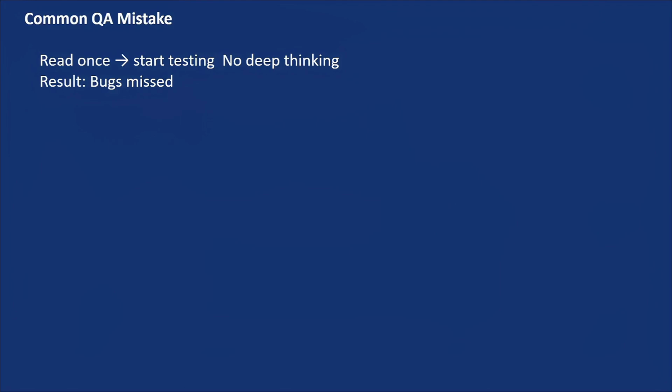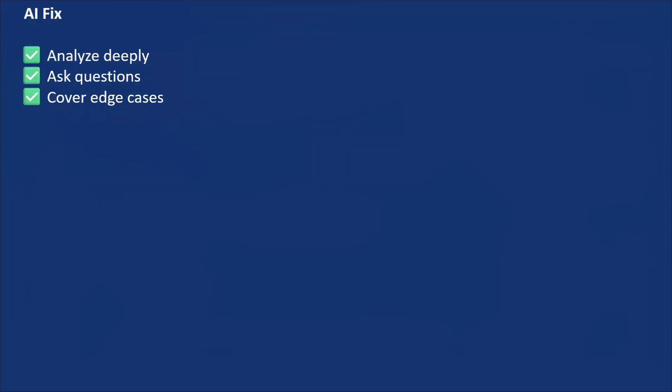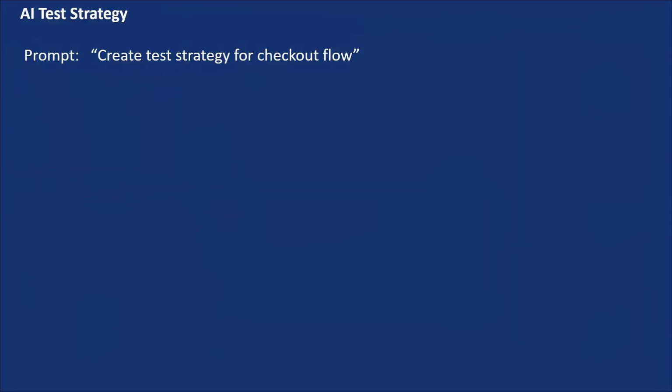Now, if I talk about the common mistake by QA engineers, most QA engineers do this: they just read the requirement once, they start writing test cases, and there is no deep thinking, no edge case analysis. And the result is bugs missed and production issues. AI helps you avoid this by analyzing deeply, by asking questions, and by covering edge cases.